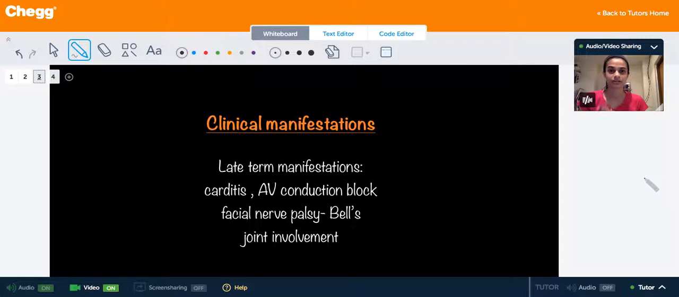But coming back to the clinical manifestations, late-term manifestations of Lyme disease include carditis or AV blocks. So there are conduction blocks in the conducting system of the heart, which can lead to heart block in case of Lyme disease if there's cardiac involvement. It can also lead to seventh nerve palsy or facial nerve palsy. And there can also be joint involvement causing arthralgias and pain and swelling in the joints. So these are some later complications or manifestations of Lyme disease.